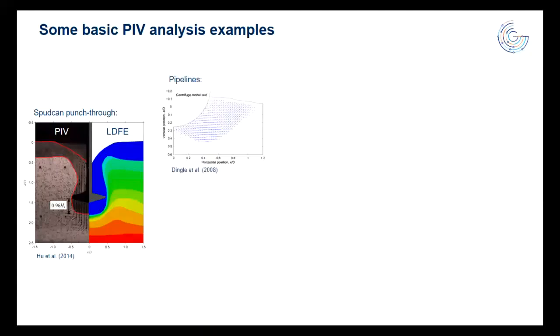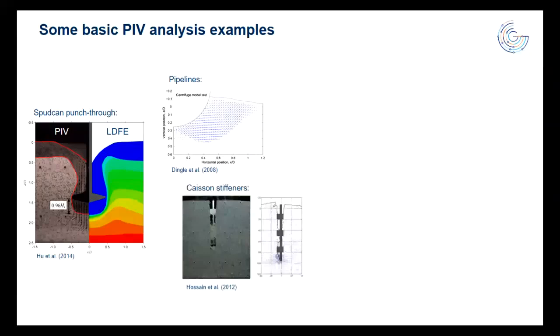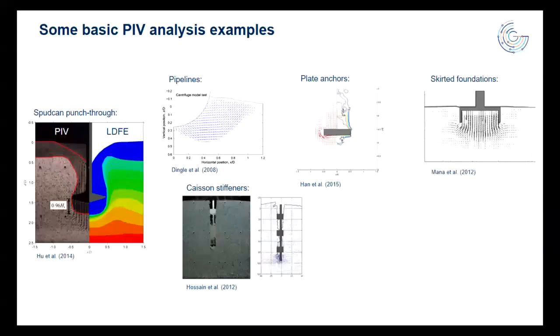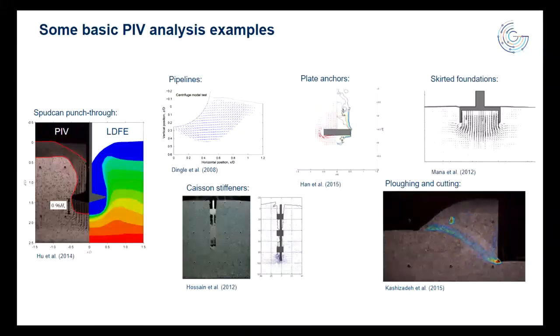You can also look at pipeline breakout. You can look at the flow of soil around caisson stiffeners. You can look at failure mechanisms around plate anchors, skirted foundations, and you can even look at the evolution of shear bands on this translating retaining wall problem here. So it's really a nice technique for delving into what the mechanics are around our geotechnical structures at failure.